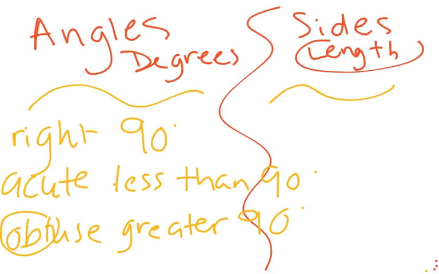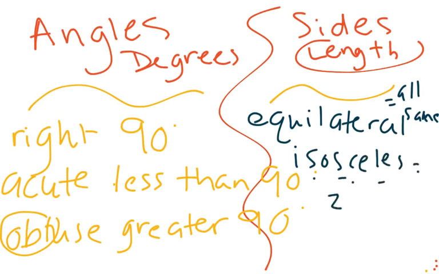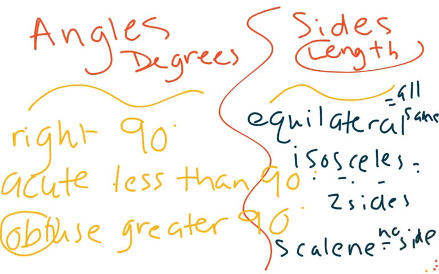For side length, if all sides are the same, it's an equilateral triangle. That makes sense. All sides are equal, it's an equilateral triangle. If two sides are the same, it's an isosceles. How I think about that is there's two S's and two E's right there. Isosceles are two sides the same. And the last one is scalene, and that means no sides are the same. You would really be using the words same length.